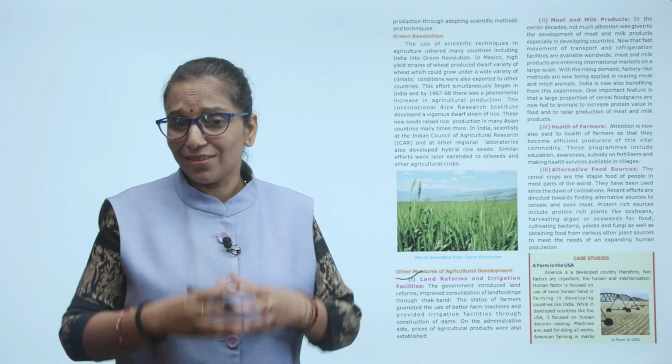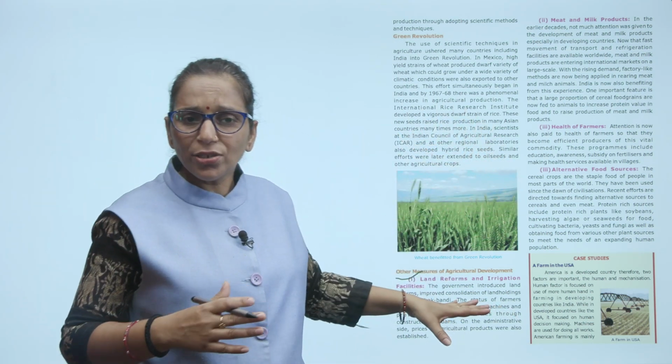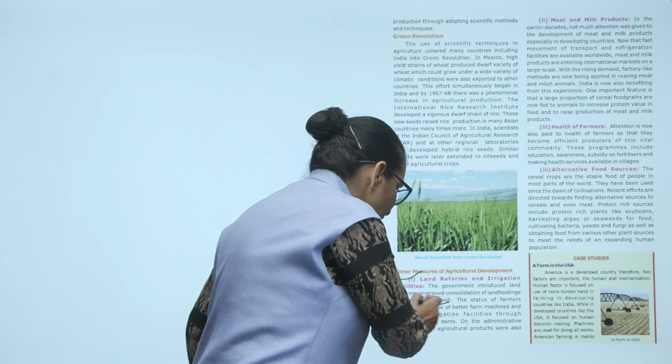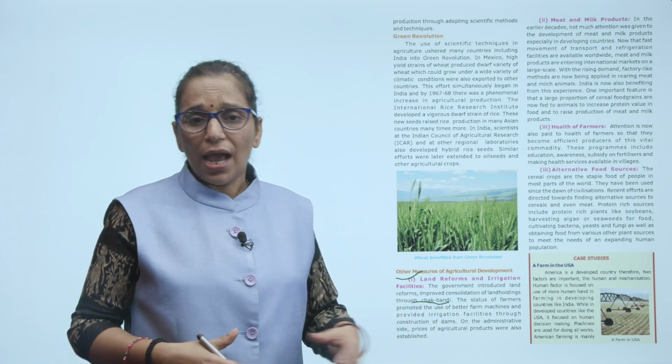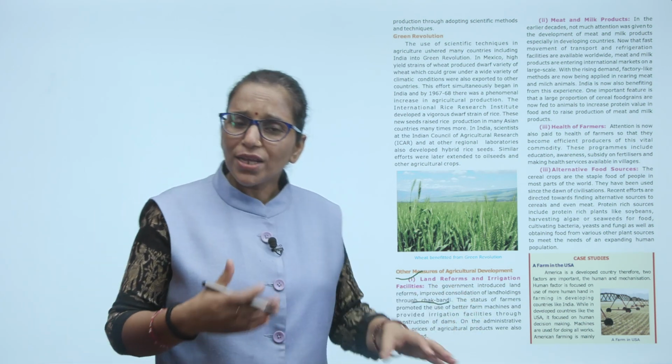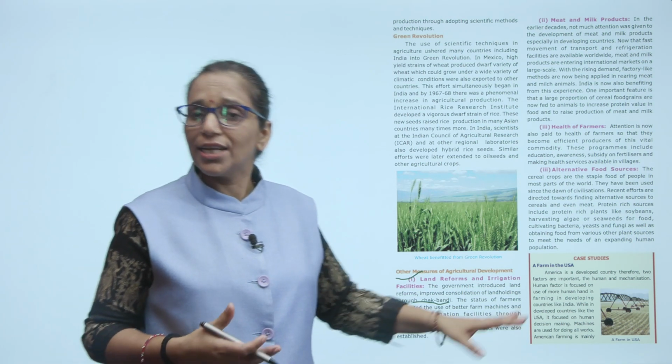We need to consolidate our lands. Land reforms are necessary, especially in developing countries where there are small holdings of land. So we need to consolidate so that it can become a big land farm. This consolidation is known as chakbandi. The status of farmers was promoted, better farm machines were used, better irrigation facilities were provided through the construction of dams, and administered prices of agricultural products were also established. So we can do land reforms and irrigation facilities so that we can increase production.